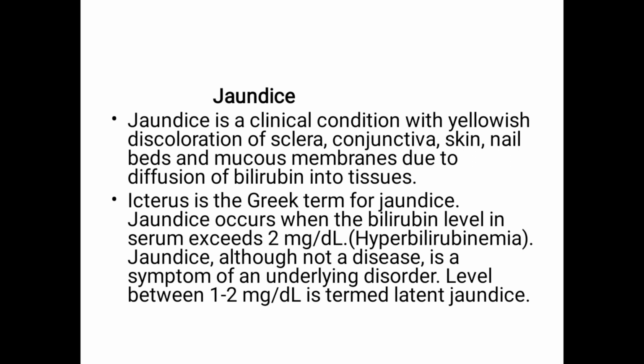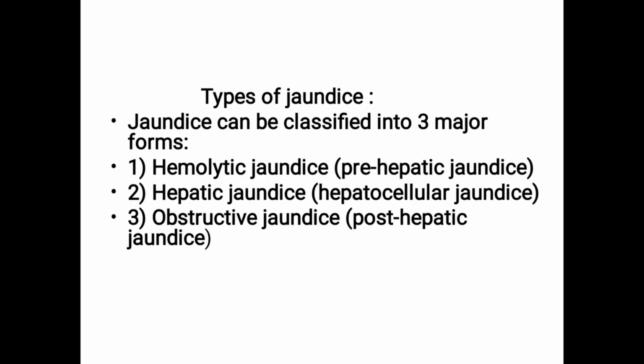So what is jaundice? It is the clinical condition with yellowish discoloration of the sclera, conjunctiva, skin, nail beds or mucous membrane. Okay, icterus is actually the Greek word for jaundice. Usually the total bilirubin normal range is within 1 milligram per dl. If it exceeds 2 milligram per dl, we call it hyperbilirubinemia, then it is jaundice. A level between 1 and 2 milligram is termed latent jaundice.